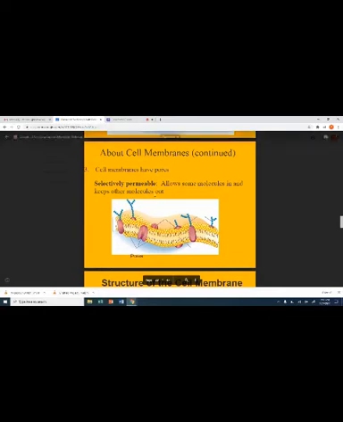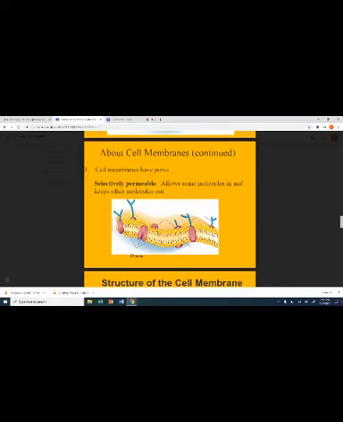Now, these cells have pores. Because the phosphate heads are kind of circular, that means there's space that materials could just go straight through the cell membrane. Now, the cell membrane is selectively permeable, meaning it has selective permeability. It allows certain materials to enter, but it keeps other materials out.